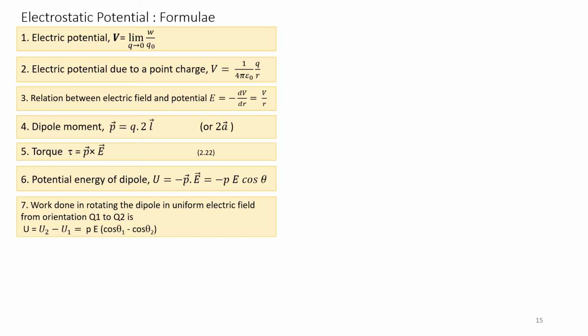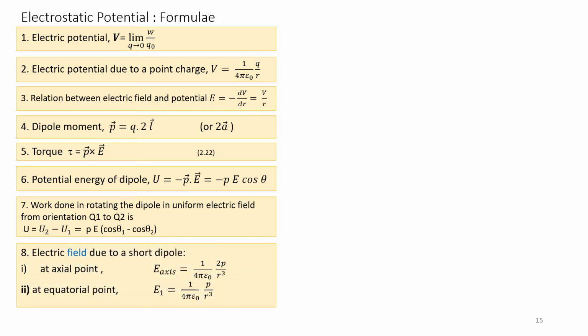Formula number 7. Work done in rotating a dipole in a uniform field from orientation theta 1 to theta 2 is given by W is equal to U2 minus U1, that is PE into (cos theta 1 minus cos theta 2).